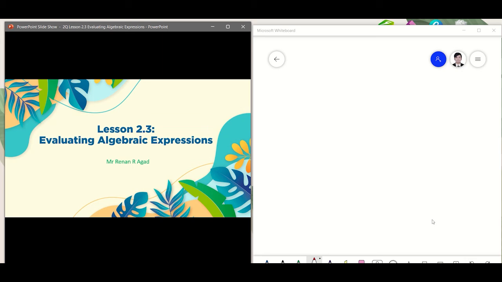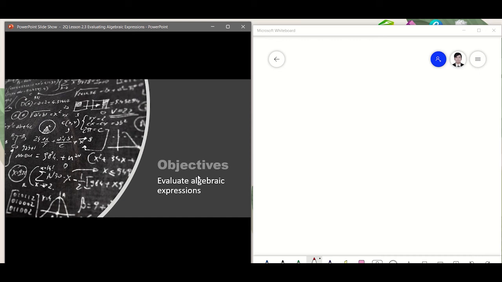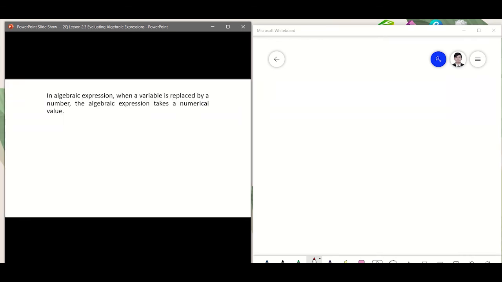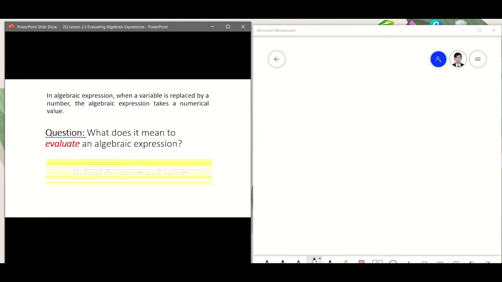Hello everyone. We will have evaluating algebraic expressions. So that would be our objective as well. So in an algebraic expression, when a variable is replaced by a number, the algebraic expression takes a numerical value. So what does it mean to evaluate an algebraic expression? What I've stated a while ago is actually all about evaluating, and the purpose is to find its numerical value given the value of the variable.